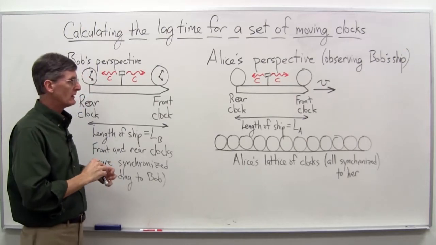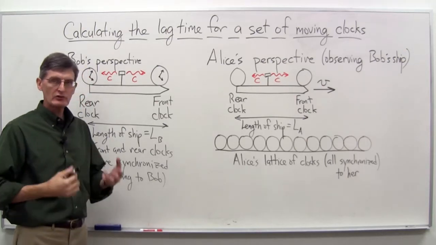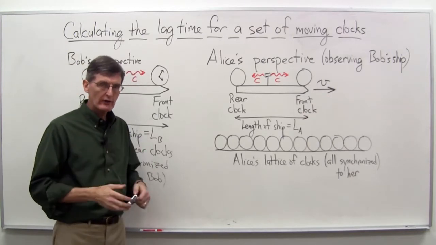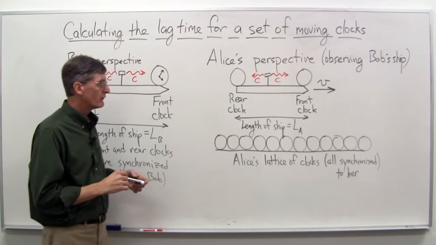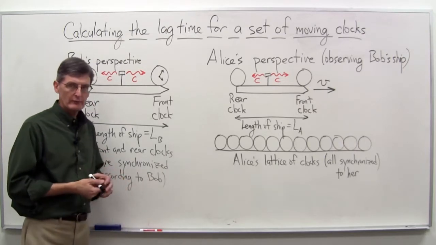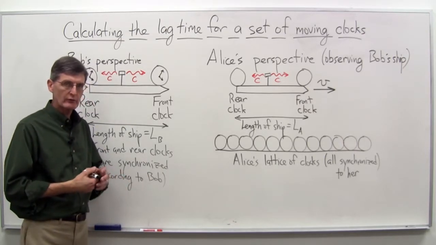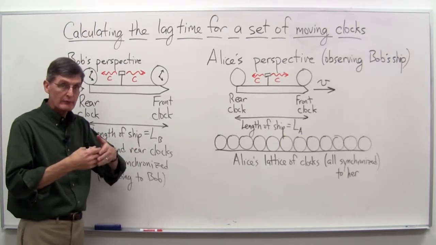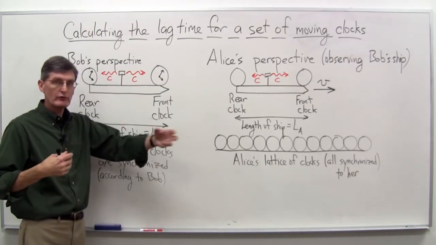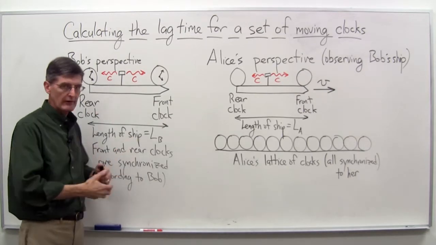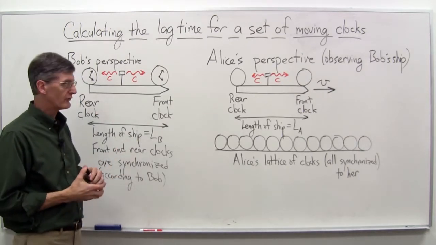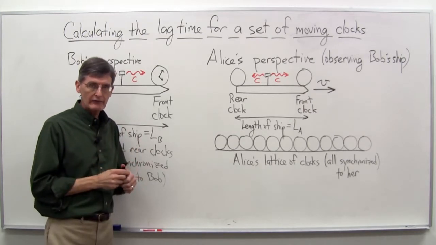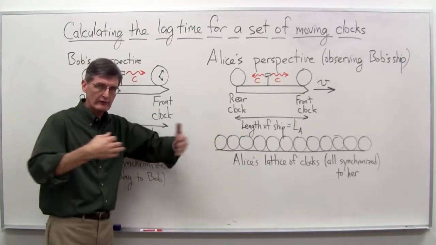Okay, in the last video clip, we mentioned that we wanted to go back and do a quantitative calculation for the lag time of a set of moving clocks. In other words, when an observer like Alice is looking at a set of Bob's clocks moving past her, or the other way around, if Bob is observing Alice's clocks, then the front clock lags in a sequence of clocks as it's moving past.